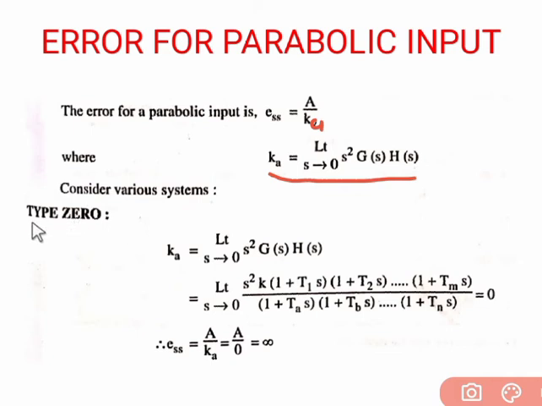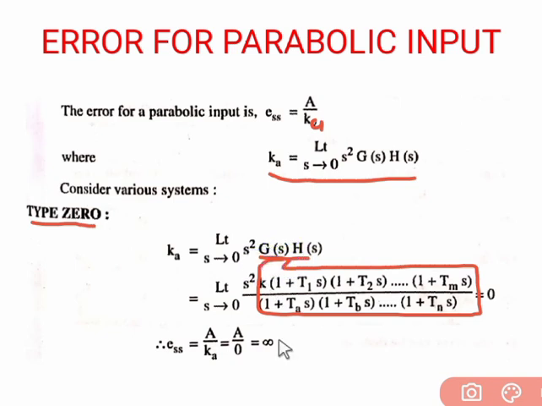Now consider type 0 systems. Type 0 means in the denominator S is 0. So if we put the value of S square Gs Hs, Gs equal to this. This is the value of Gs. So if you put S equal to 0, this whole term becomes 0. So Ka equal to 0. So steady state error ESS equal to A by Ka. So A by 0 equal to infinity. So the steady state error for parabolic input for a type 0 system equal to infinity.